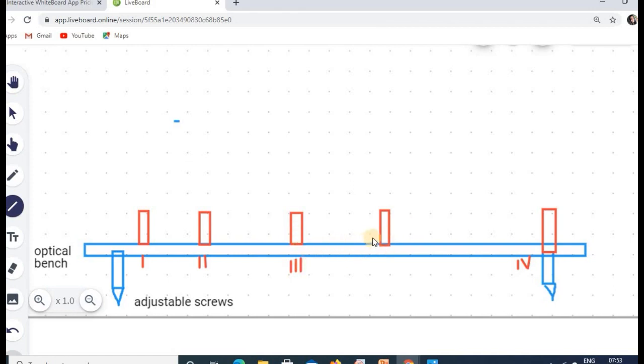So both these uprights can be named as 3, since they are used for holding the lens, and upright 4 is used for holding the eyepiece, right? Upright 4 holds the micrometer eyepiece. The optical bench is provided with leveling screws, and we adjust these screws to ensure that everything is leveled. So to start the experiment, we have a source of light here.